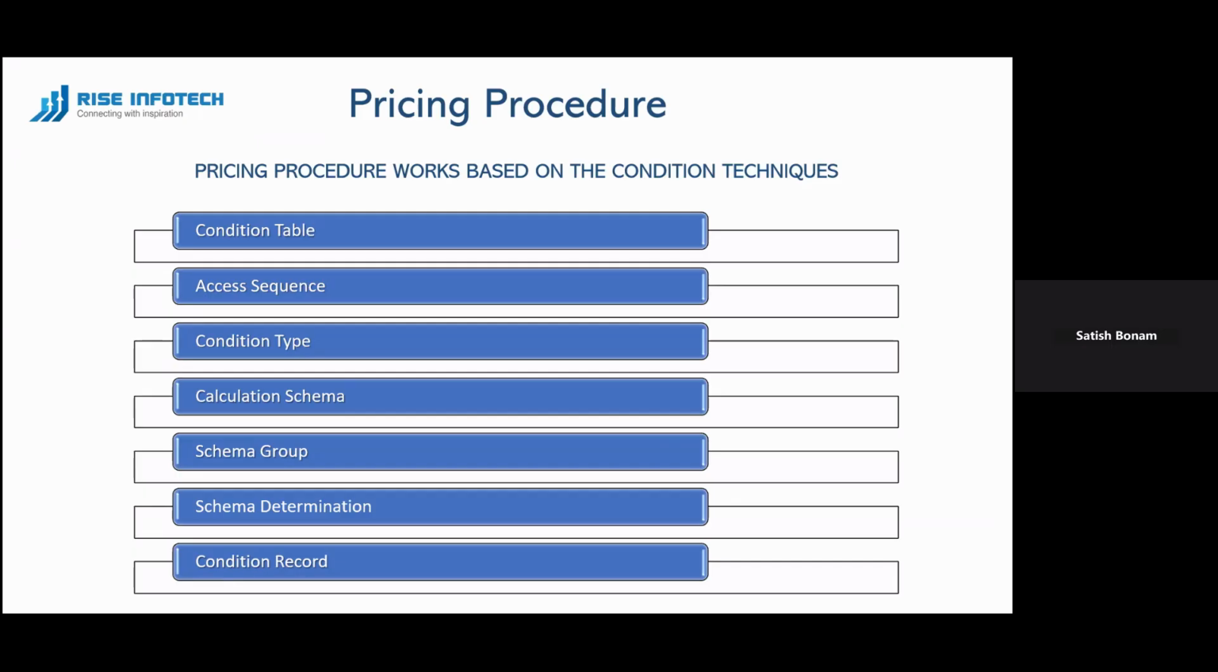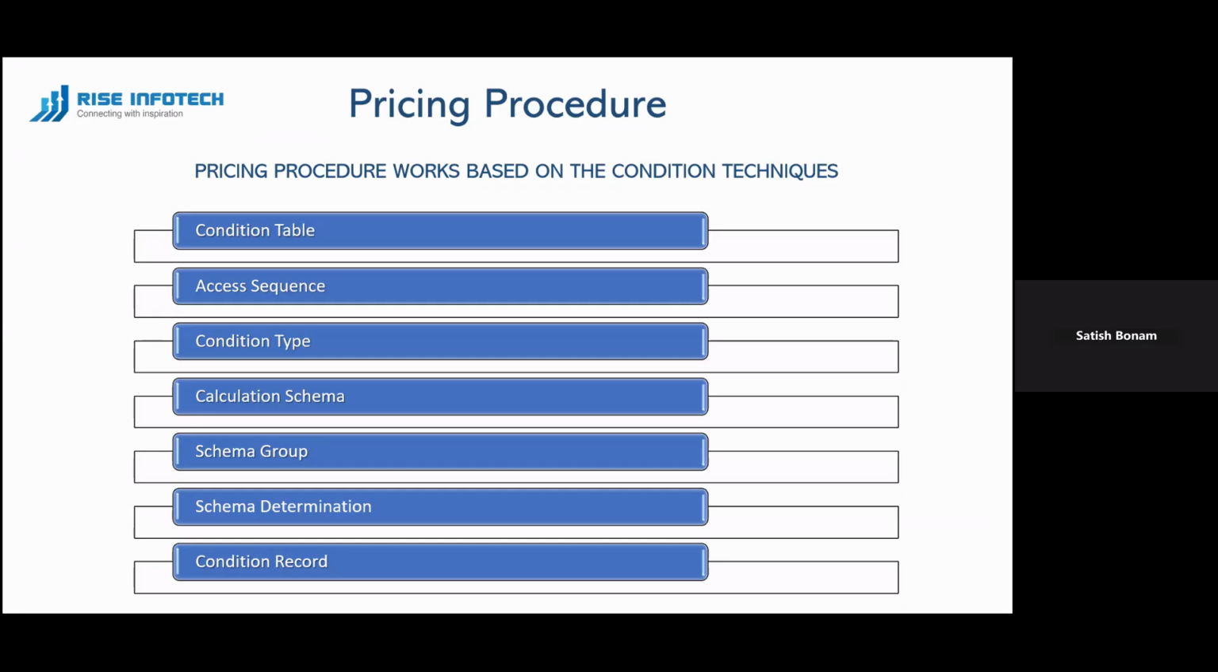And the second one, access sequence. An access sequence is a search strategy that the system uses to find valid data for a particular condition type. One access sequence can contain one or more condition tables. And the third one, condition type. A condition type is used to define different types of charges such as price, discount, and freight. We can define one condition type for each kind of price, discount, or surcharge that occurs in business transactions.